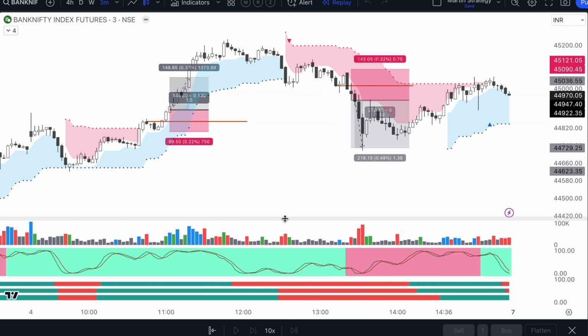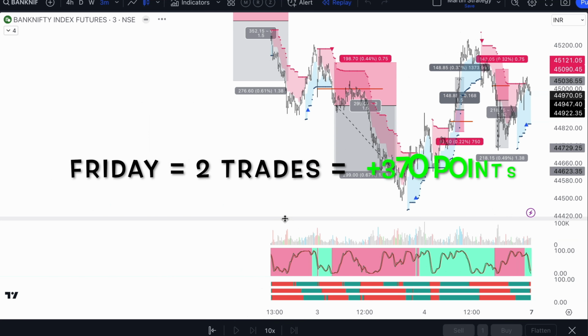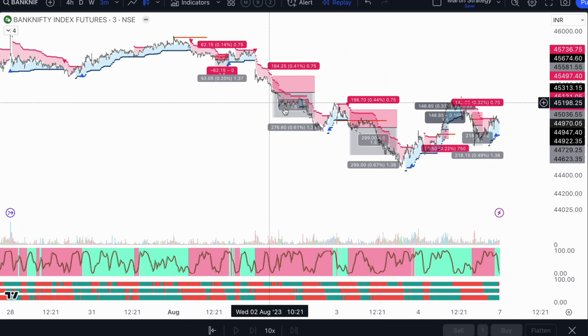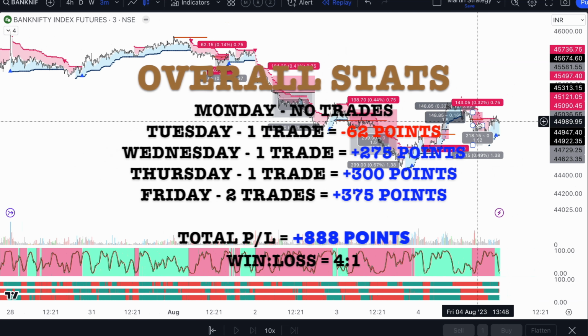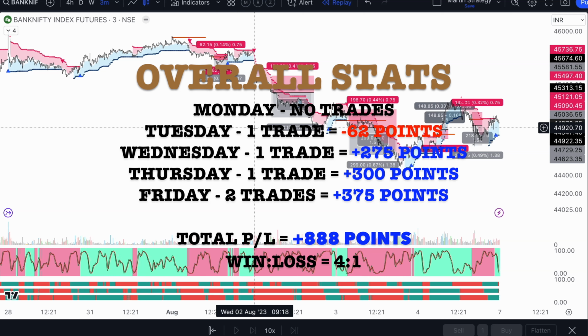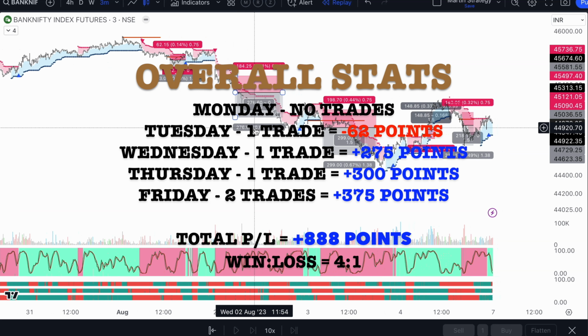So end of the day, end of the week. So we had total, let's check. So we had 1, 2, 3, 4, 5 trades in this week. In that, we had 4 wins and 1 loss. So this is how the strategy performed.